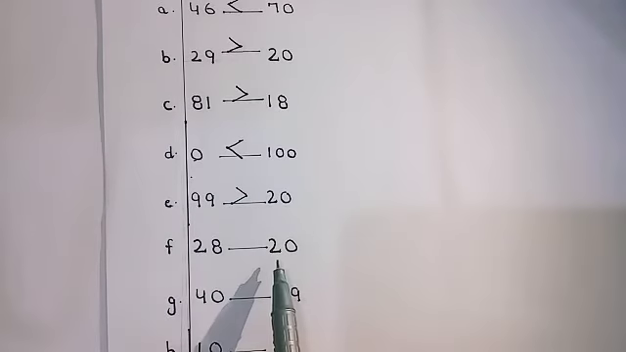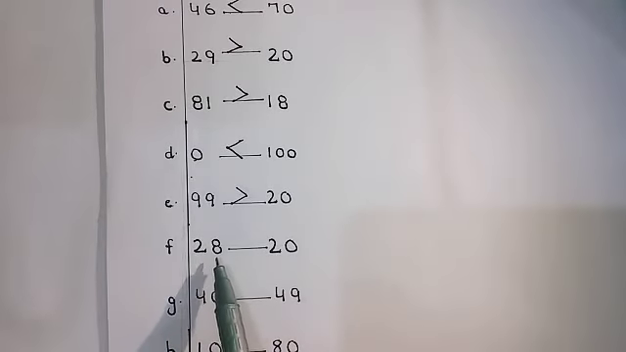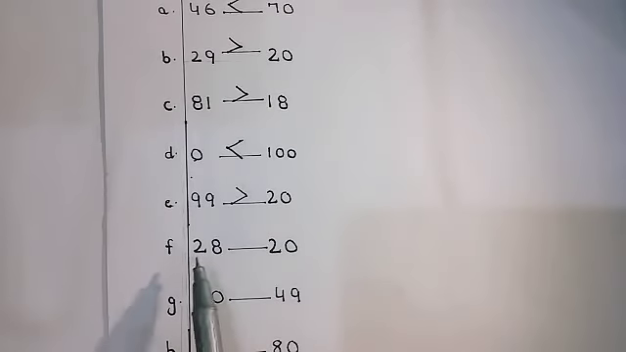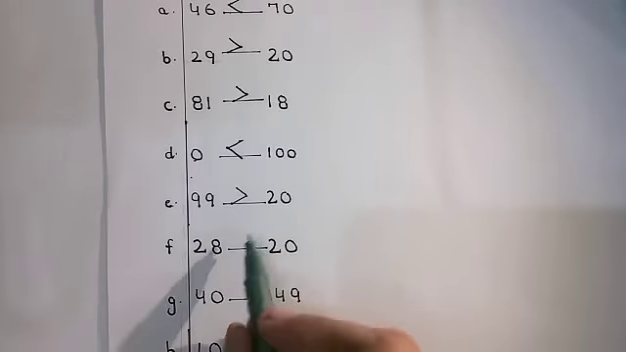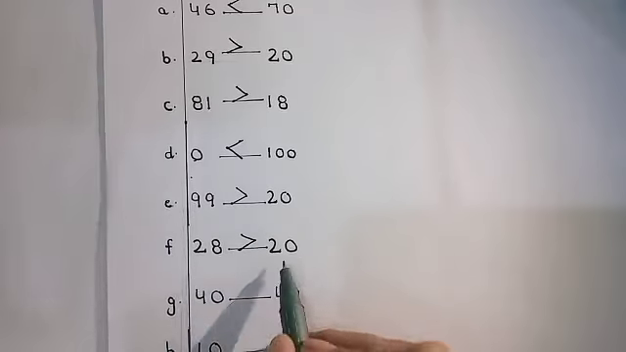28, 2 tens are here. Now let's see, 8 is here and 2 is here. Now we will have to compare. 8 ones are here and 0 ones is here. 2 tens and 2 tens, 20 and 20. 8 ones and 0 ones. 28 is greater than 20.